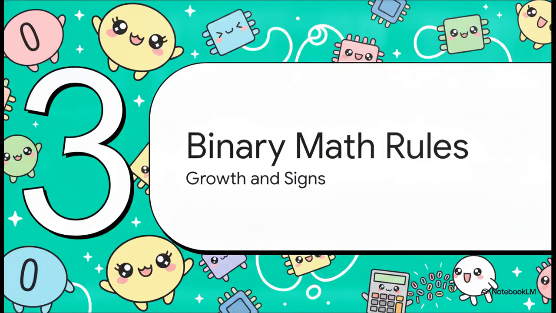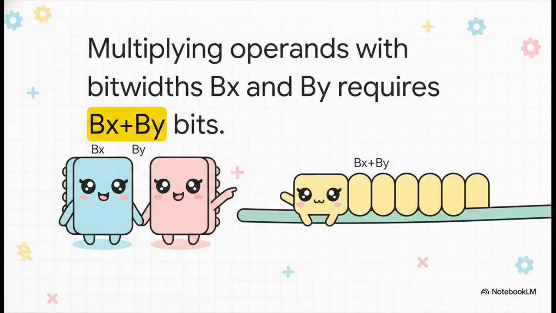Section 3, the rules of binary math, dealing with growth in science. As we perform arithmetic with all these representations, we hit a very hard physical reality of digital design. Math literally causes the number of bits to grow. It makes complete sense if you think about it.